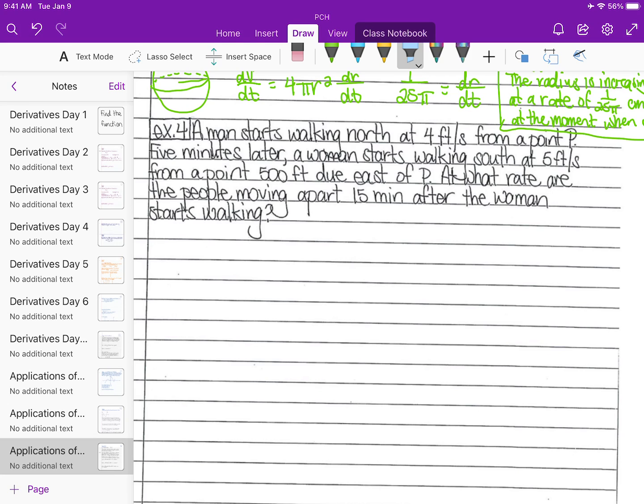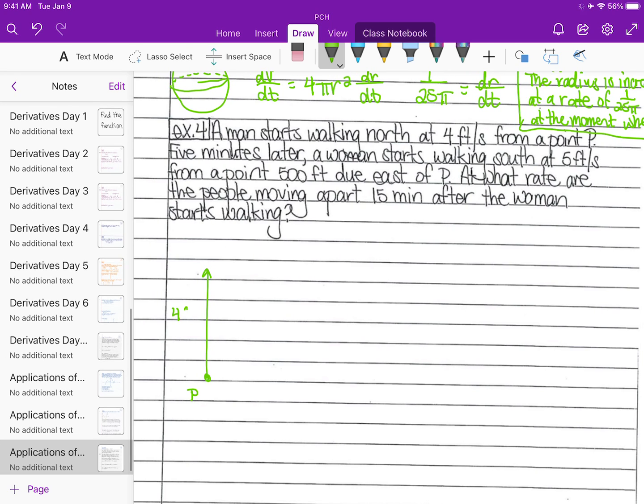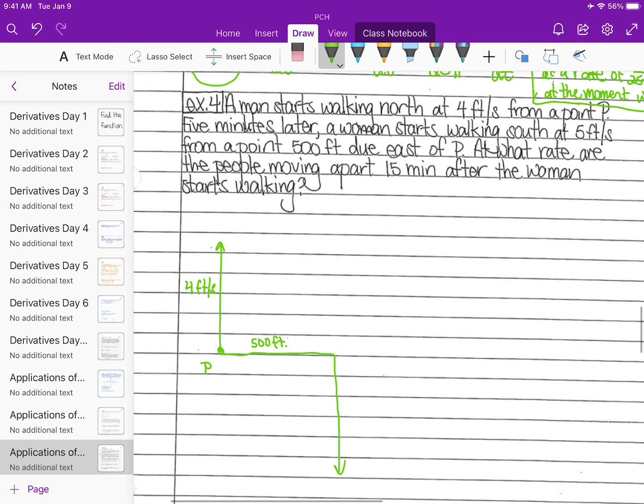A man starts walking north at 4 feet per second from a point P. So, whoop, that's my highlighter. So there's some point P, and a man is walking north, and his rate is 4 feet per second. Okay. 5 minutes later, a woman starts walking south at 5 feet per second from a point 500 feet due east of P. Due east, 500 feet. She starts walking south, and her rate is 5 feet per second. Did I miss anything? Let's not forget the 5 minutes later, because that's important.